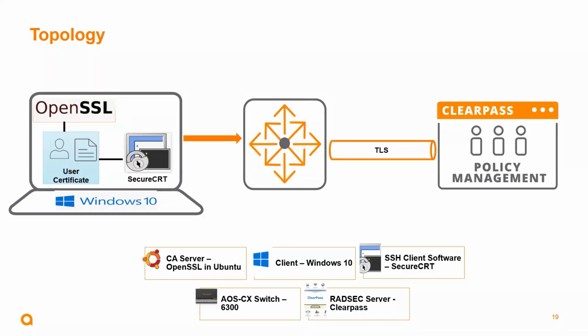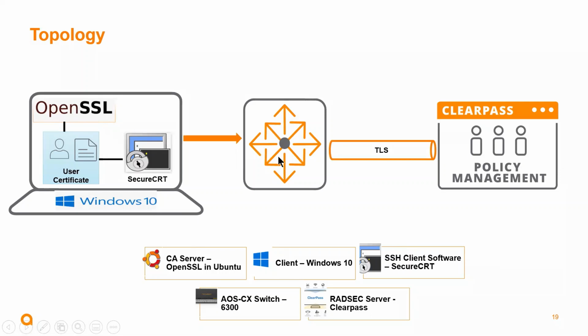So for this demo, I'll be using the below topology. I'll be having a user present in the Windows 10 client machine. This user will be using SecureCRT as an SSH client software. This user certificate has been signed by the OpenSSL CA server. The CA server is OpenSSL here, and the user's client machine is Windows 10, and the user will be using the SSH client software SecureCRT.